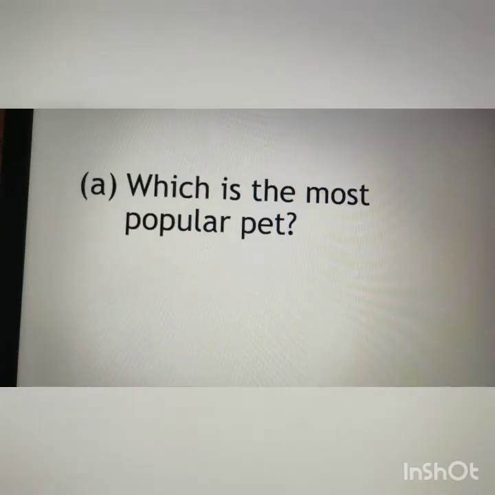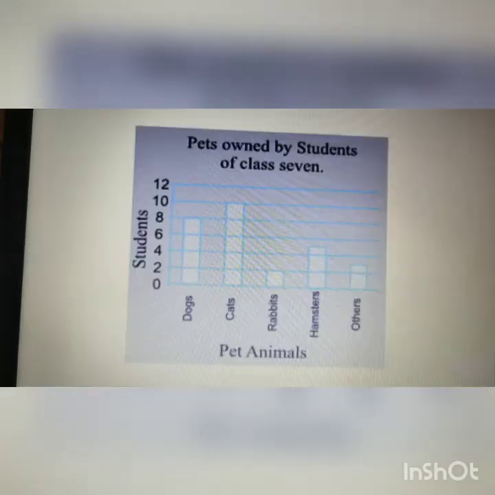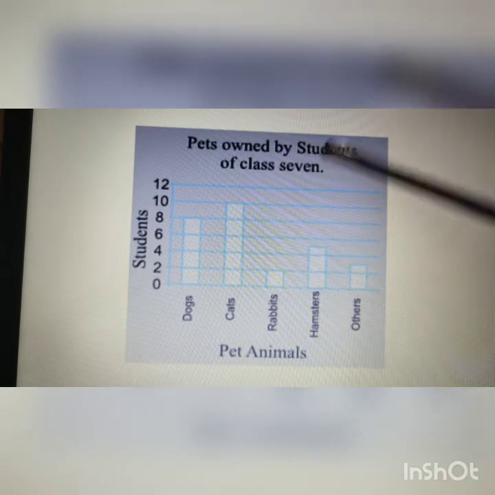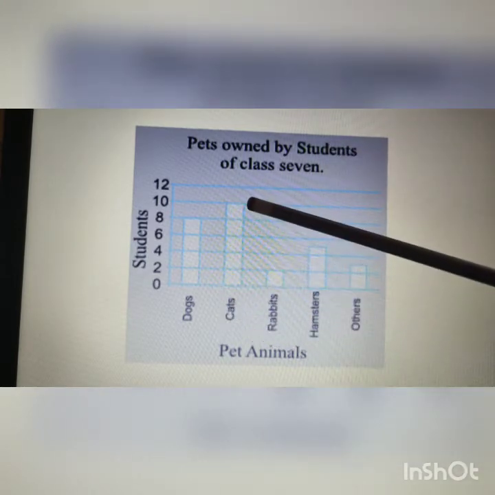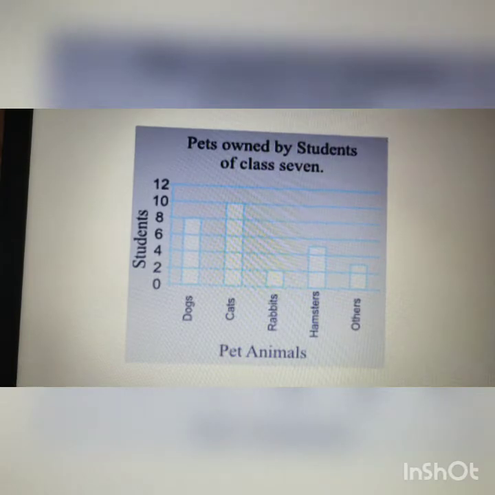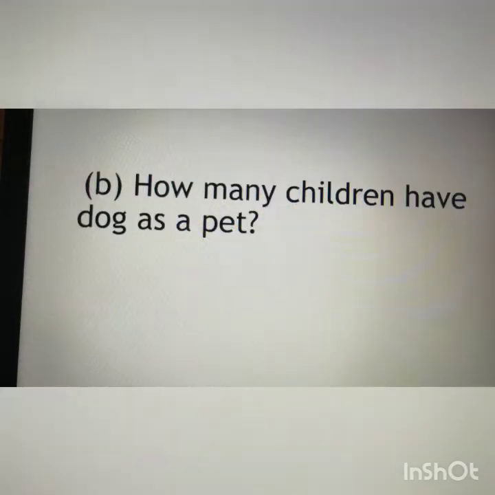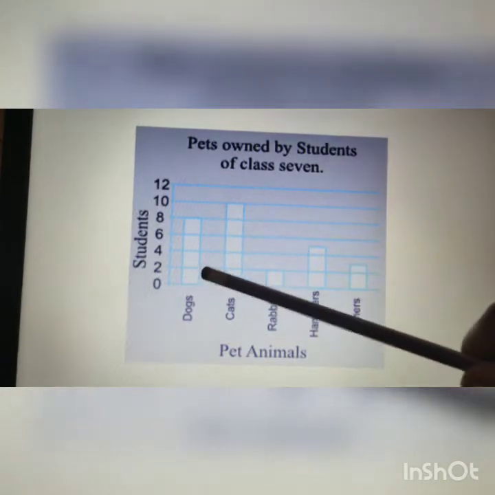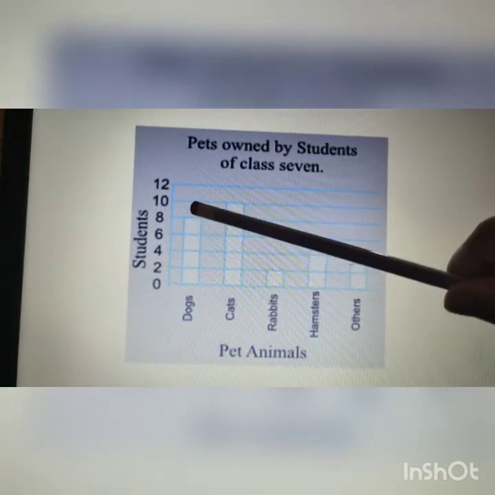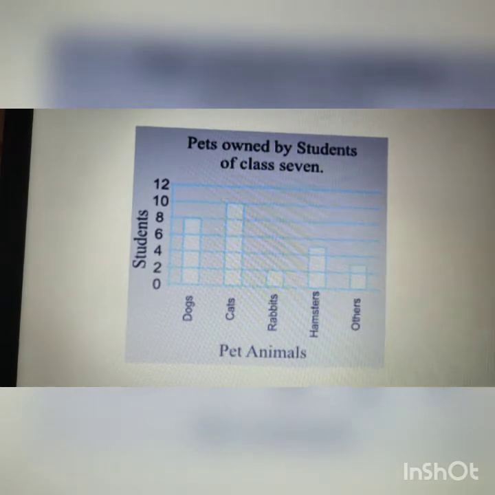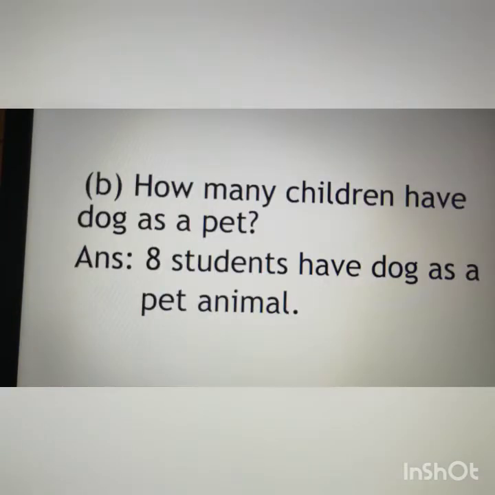Question A, which is the most popular pet? From the graph, it is clear that the bar representing cats is the tallest. So we can say cats are the most popular pet among the students. Question B, how many children have a dog as a pet? This is the bar representing dogs and it marks till number 8. Therefore, we can say 8 students have a dog as a pet animal.